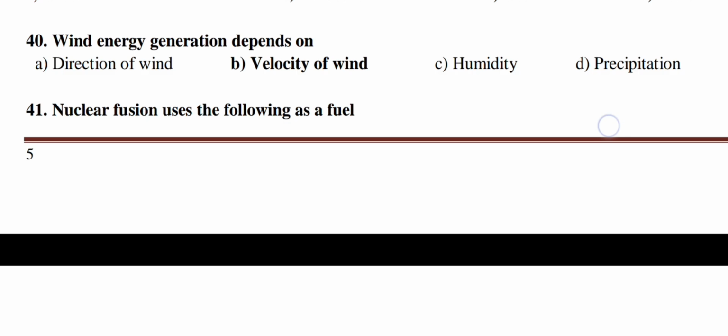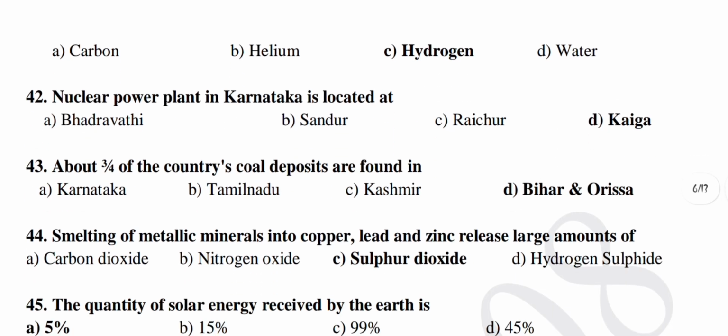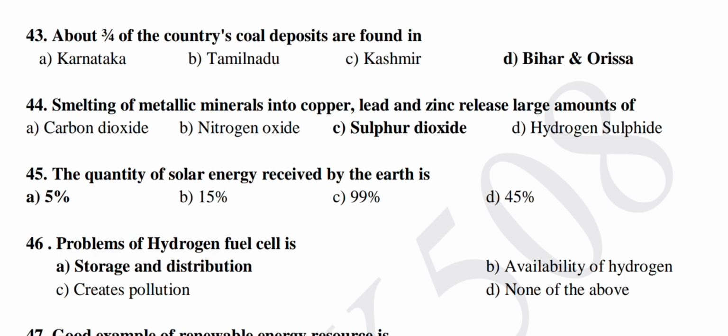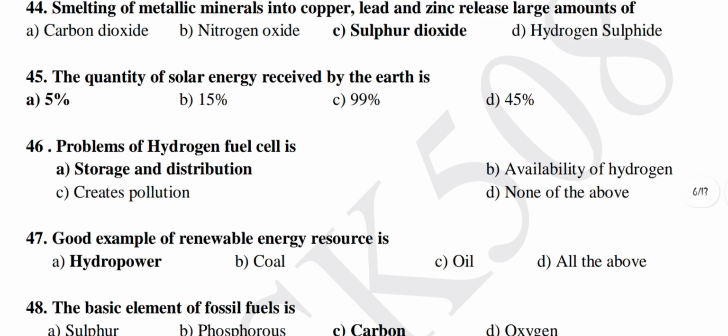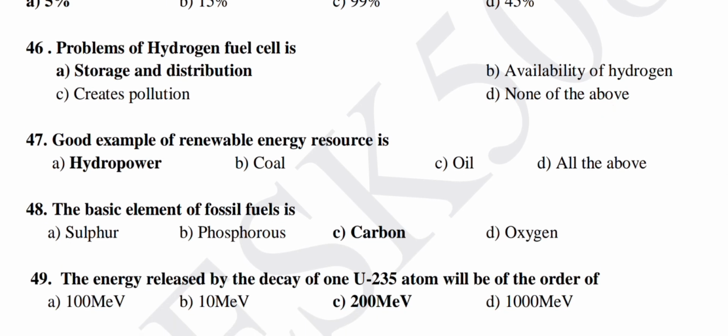41. Nuclear fusion uses the following as a fuel: hydrogen. 42. The nuclear power plant in Karnataka is located at Kaiga. 43. About 3 by 4 of the country's coal deposits are found in Bihar and Orissa. 44. Smelting of metallic minerals such as copper, lead and zinc releases a large amount of sulfur dioxide. 45. The quantity of solar energy received by the earth. 5%. The problem of hydrogen fuel cells is storage and distribution.